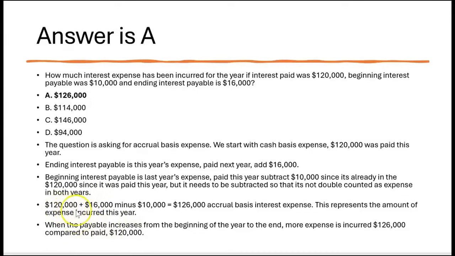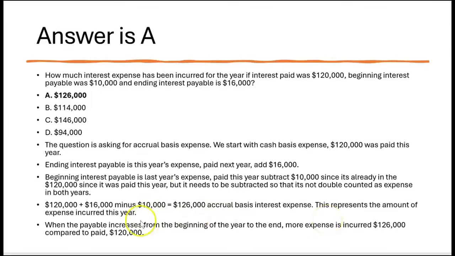So we're left with 120,000 paid this year, plus 16,000, which is the ending payable, incurred this year, paid next year, minus 10,000, the beginning interest payable, paid this year, incurred last year. And that's 126,000 of accrual basis interest expense.